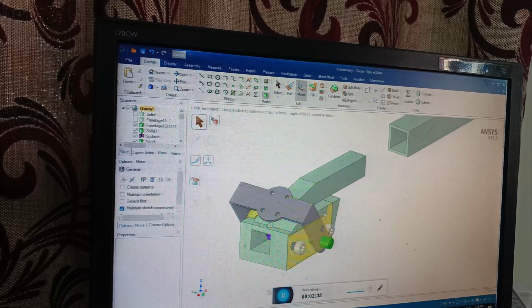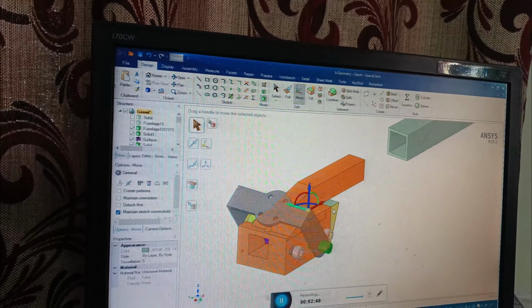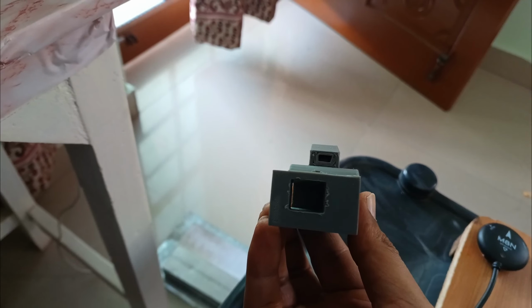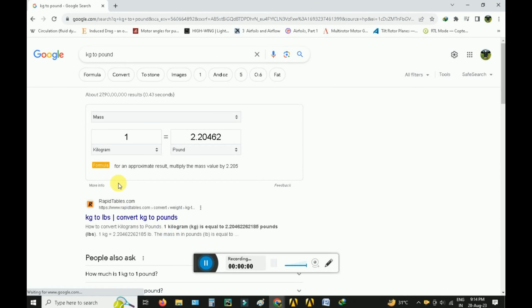So I used some 3D printed parts and 4 servos, one for each of the four motors, for the tilt mechanism. At that time, my estimated maximum takeoff weight of the plane was 1.5 kg, which is near 3.3 pounds.